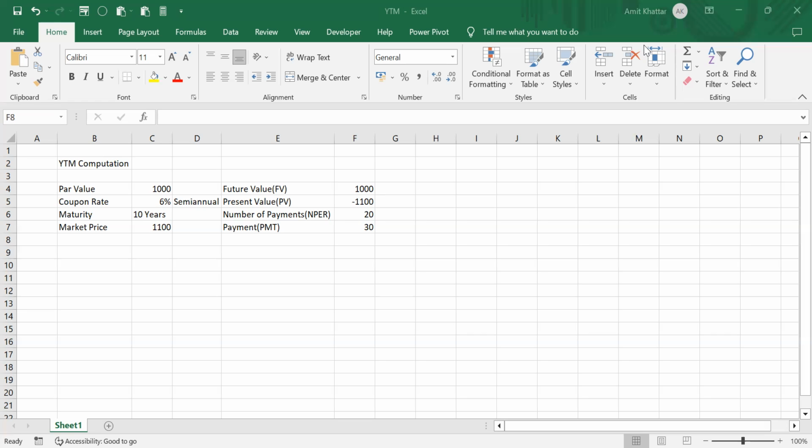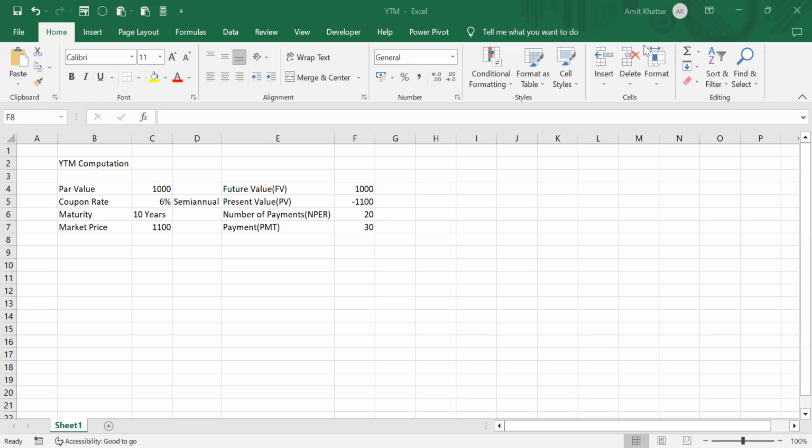to be 1100. Now, if we talk about the future value, that is FV, it's going to be the par value because at the time of maturity, principal payment happens to the investor. That's why it's a positive value. Similarly, if we look at present value, it's going to be negative 1100, which is the market price, because that's a payout by the person who buys the bond. Number of payments is going to be 20 as it is a semi-annual bond and the maturity is given to be 10 years.